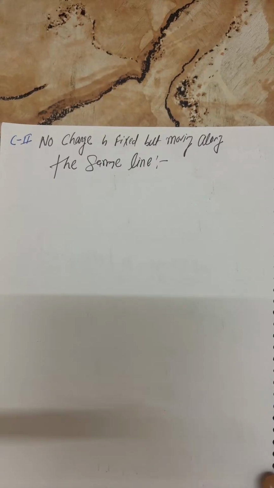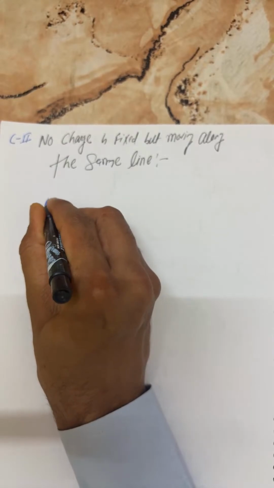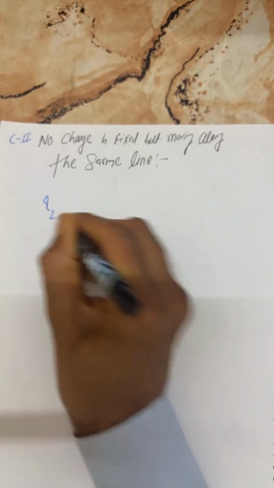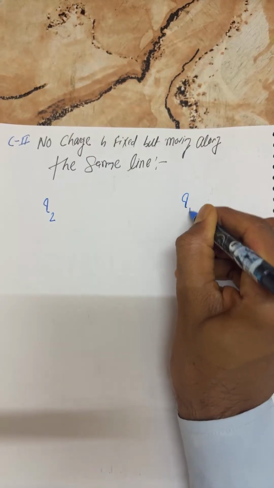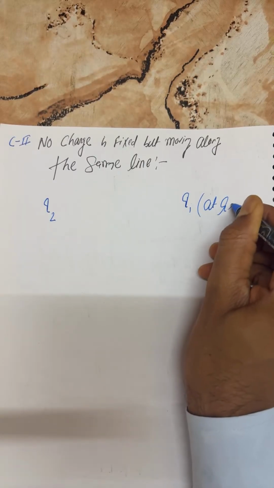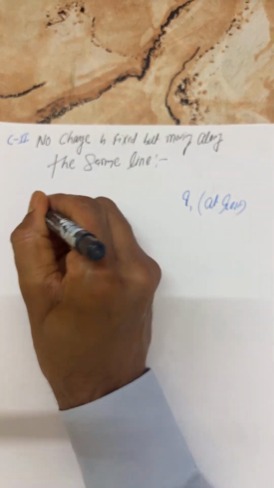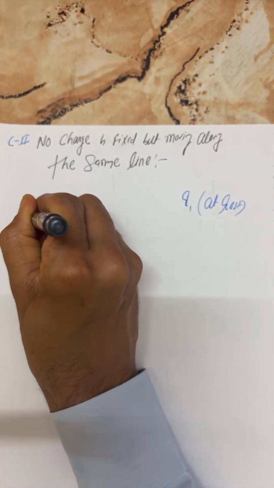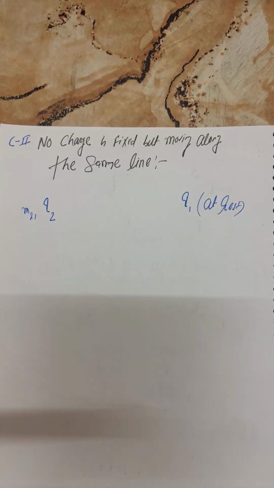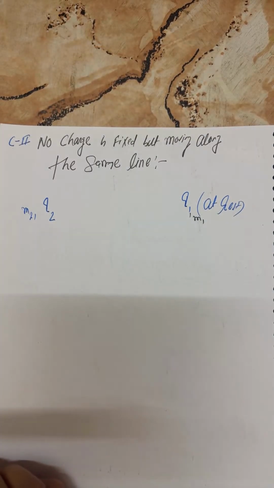Okay, fine. So how can we do this kind of question? There is a condition here: both charges can move along the same line. This is Q2. Q1 is not fixed, but now I'm keeping Q1 at rest. You can take this particle's mass as M2, and this particle's mass as M1. Right?